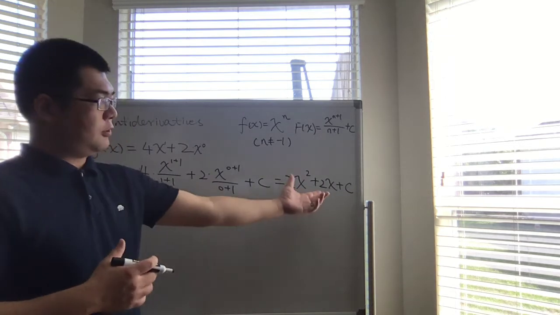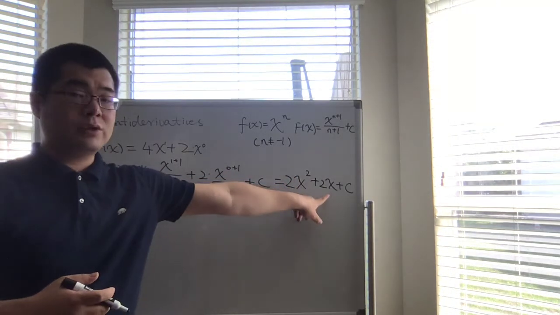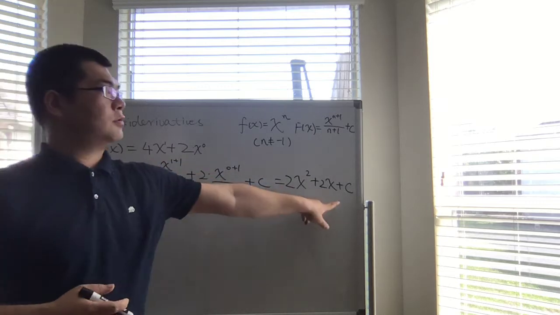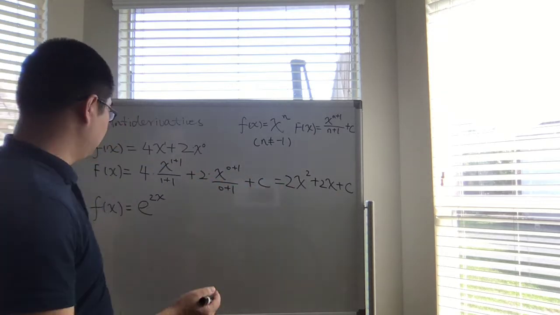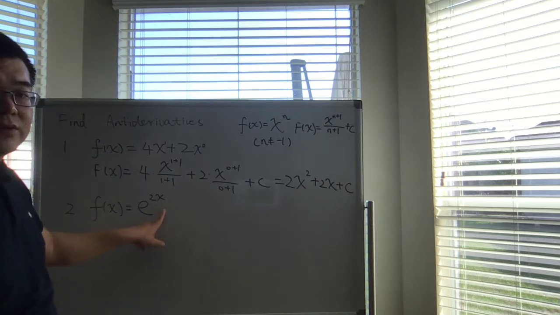And if not, you should rework your problem. Okay, so the derivative of 2x squared gives us 4x. The derivative of 2x is 2. The derivative of the constant is 0. We're good. Okay. Second one, f(x) is equal to e to the power of 2x.